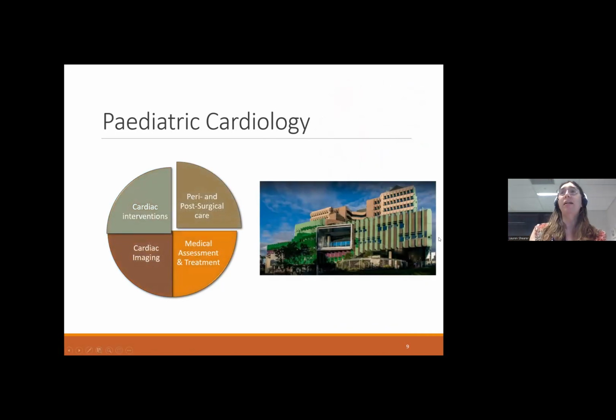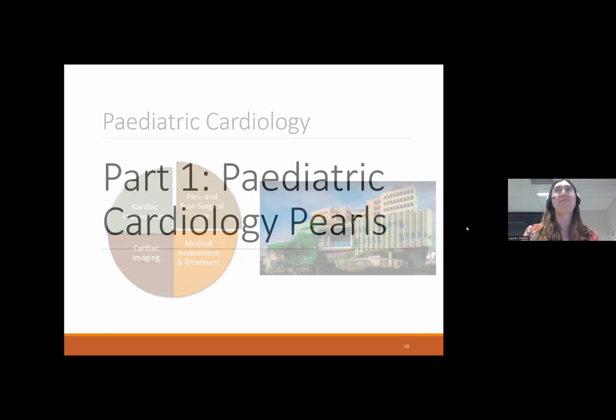And a lot of my work in the hospital is also around the peri and post-surgical care. We work very closely with intensive care physicians, cardiothoracic surgeons, as well as our nursing and allied health specialists to provide care around the time of surgery so that we can provide repairs and surgical palliations for our patients.